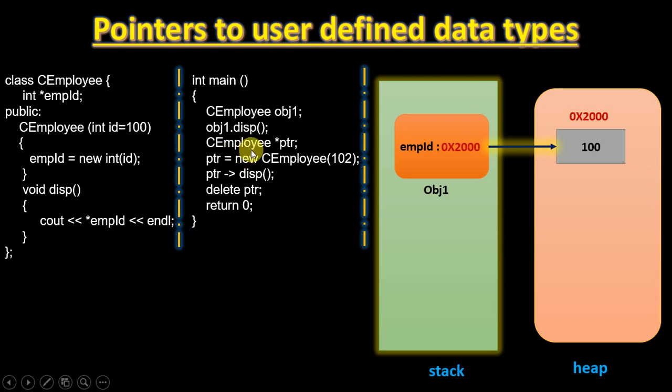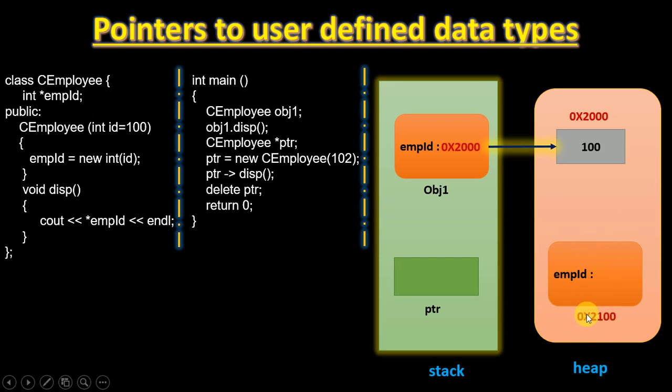Next, I am creating a pointer, CEmployee star ptr. When I say that, first the ptr pointer variable will be created and it has 4 bytes. Now for this pointer I am trying to create an object in the heap segment. As usual, first the object will be created and memory allocated for this object, say at 0x210, assume this is the address. For the object created in the stack we have the name obj1, but for the object created in the heap segment we don't have any name.